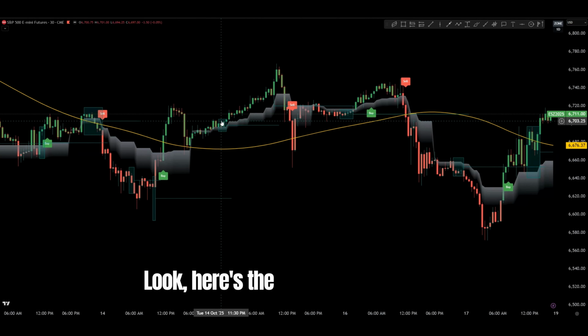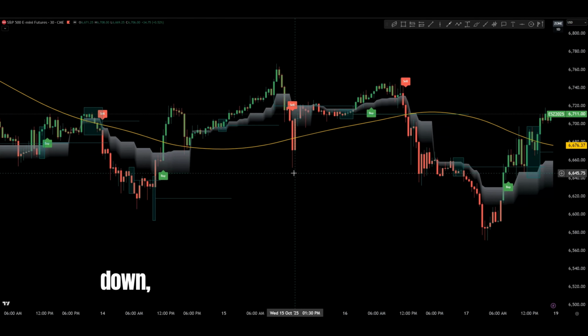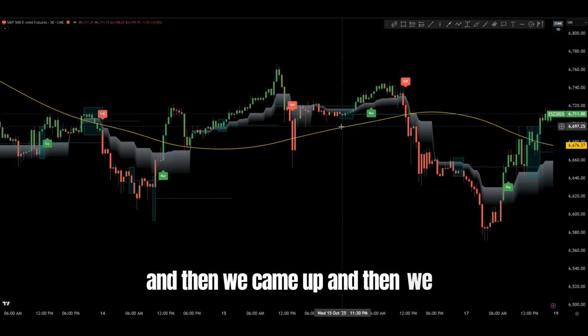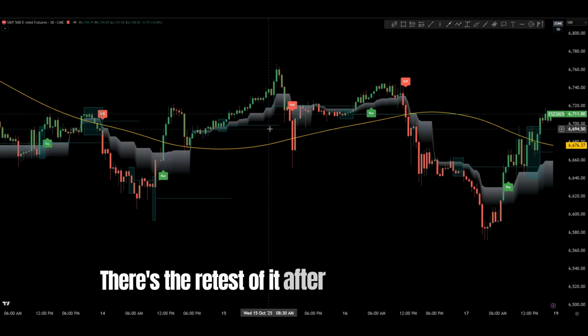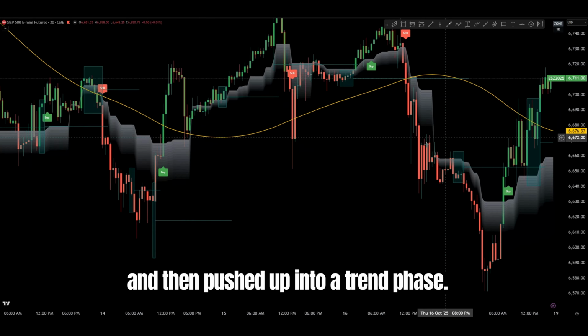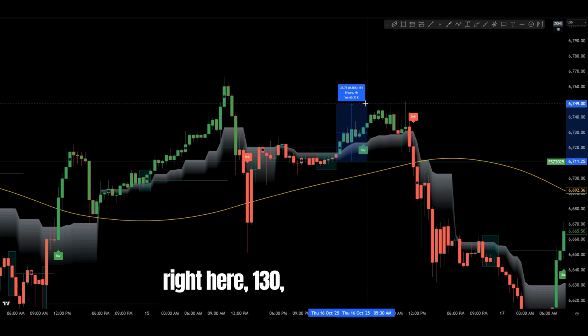Look, here's the contraction, right? We went up, we swept the highs, we came down, we swept the lows we made right here, and then we came up, and then we actually retested this expansion line. See, it's right there. There's the retest of it after breaking up again, and then pushed up into a trend phase, right? And these are 30-minute candles, so this is a significant move right here, 30, 40 points of ES.